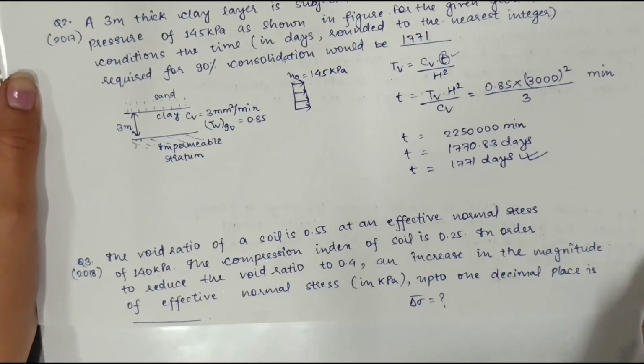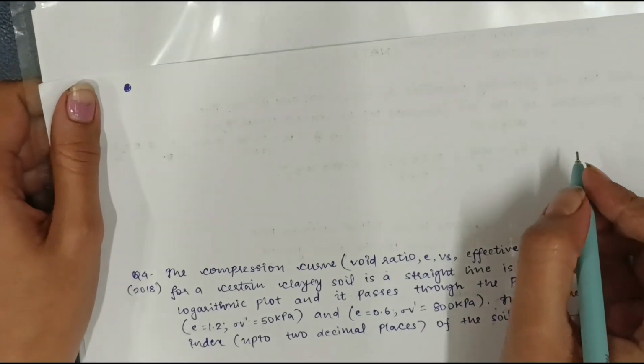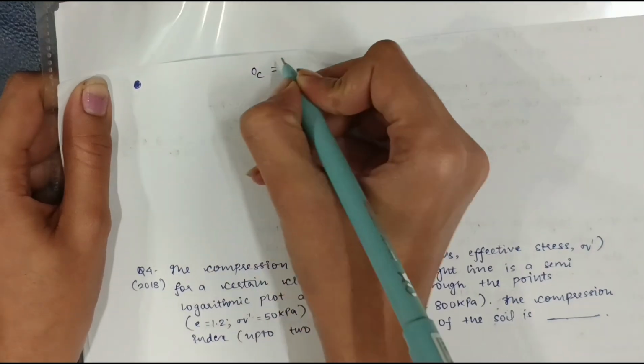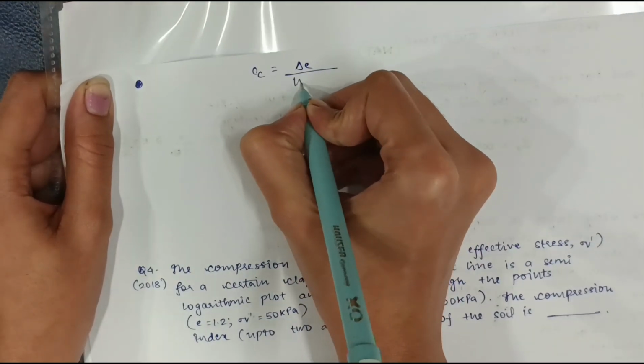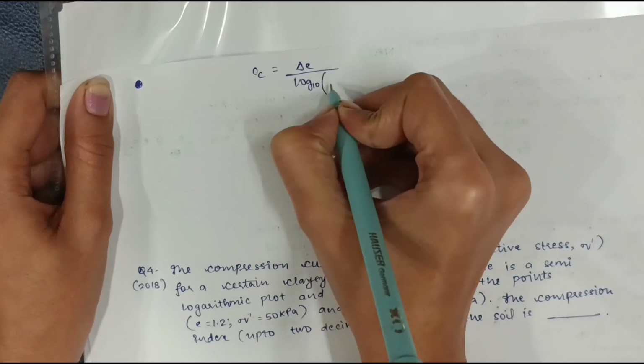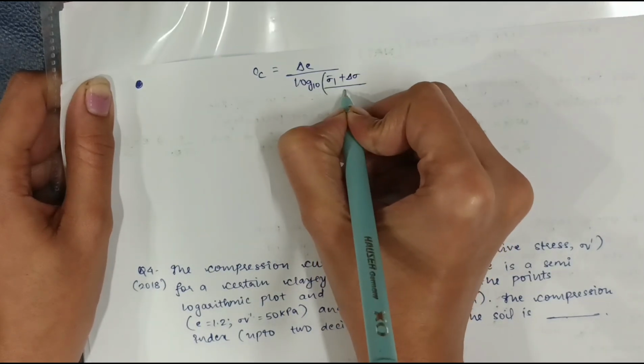Okay, so we will use the formula for Cc, compression index. Okay, since we know the formula of compression index, Cc equals change in void ratio by log base 10 of (stress plus increase in stress) by initial stress.